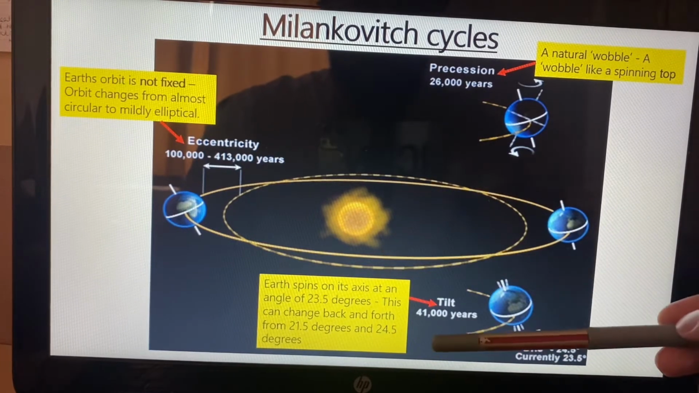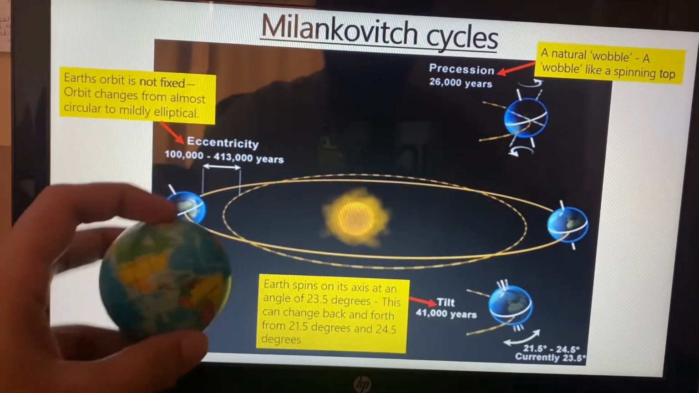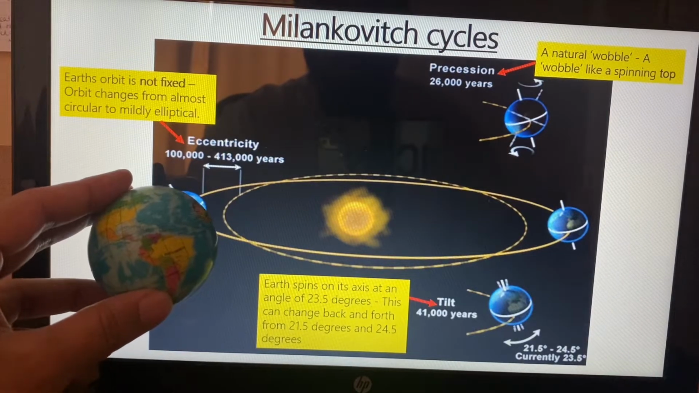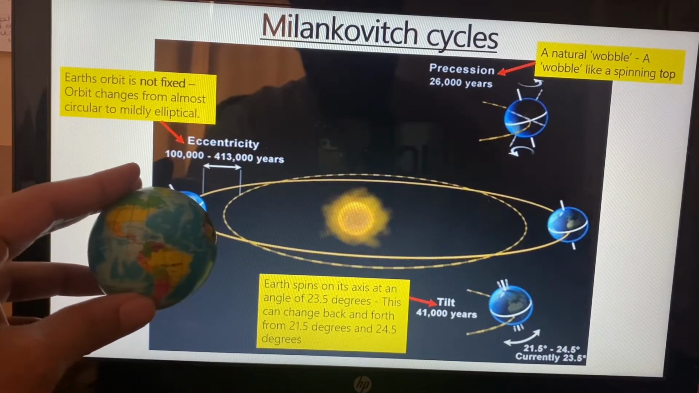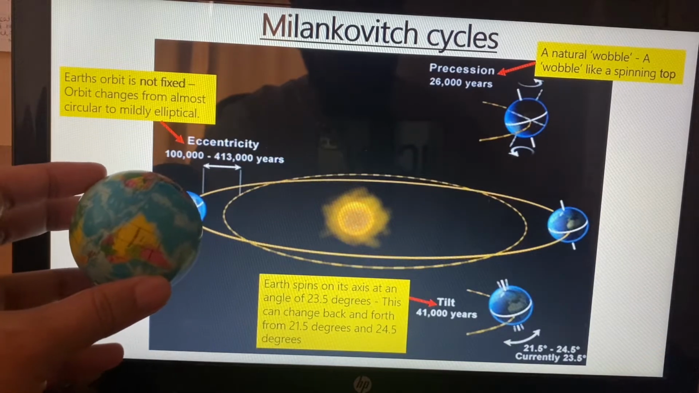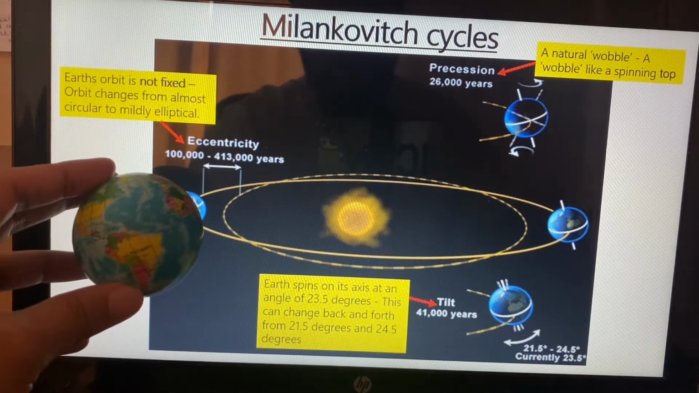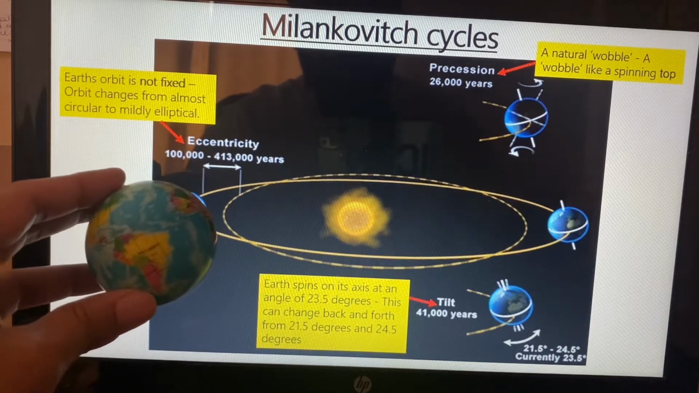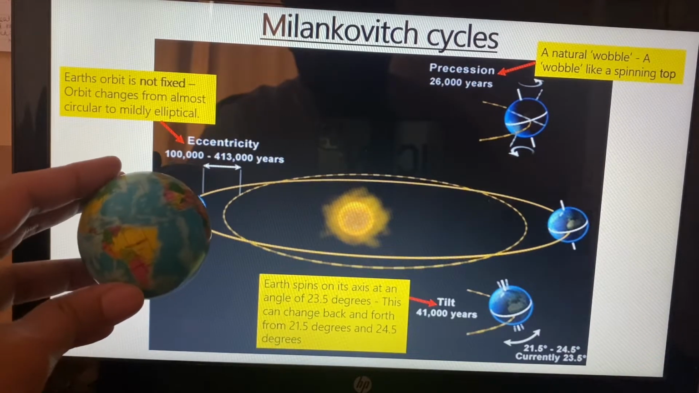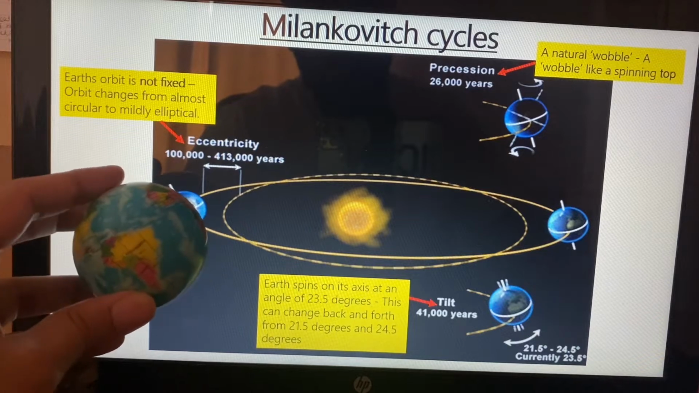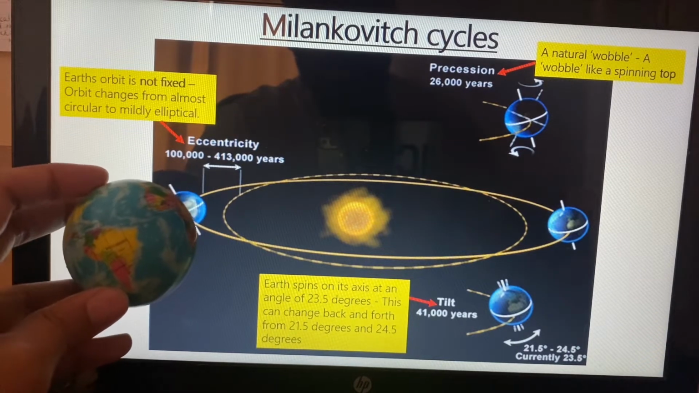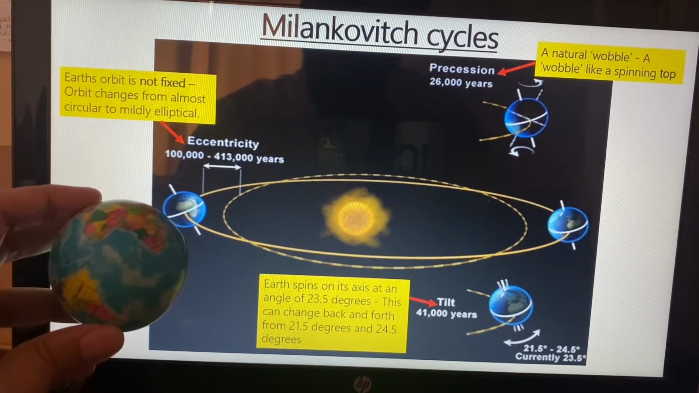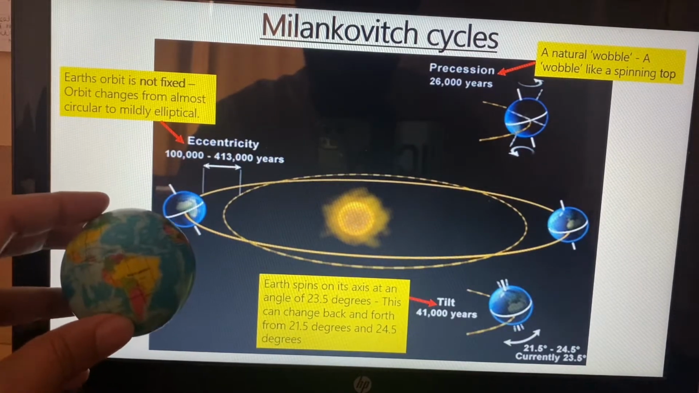Then we go on to the axial tilt. Earth's tilt can change between 21.5 degrees and 24.5 degrees. It's currently at 23.5 degrees. Because of these natural changes in the tilt, certain areas could receive more solar radiation, and that could lead to greater levels of ice caps melting. It could also lead to areas becoming much colder.